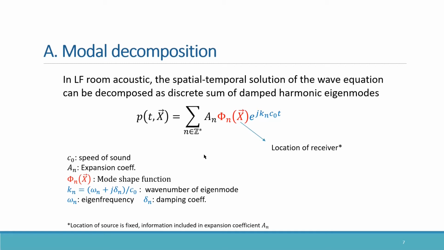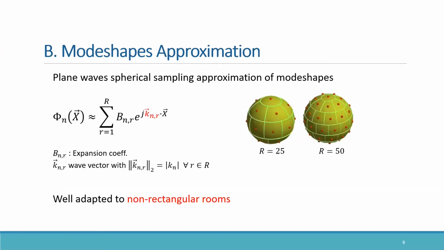In a rectangular room, sometimes we can find a closed form solution for phi n, depending on which mode it is. But for a non-rectangular room, this is more difficult. In this second step, we make use of the mode shapes approximation technique, which states that each and every mode shape function phi n can be expressed by a finite weighted sum of plane waves sharing the same wave number. And one of the ways to create these plane waves is through spherical sampling.